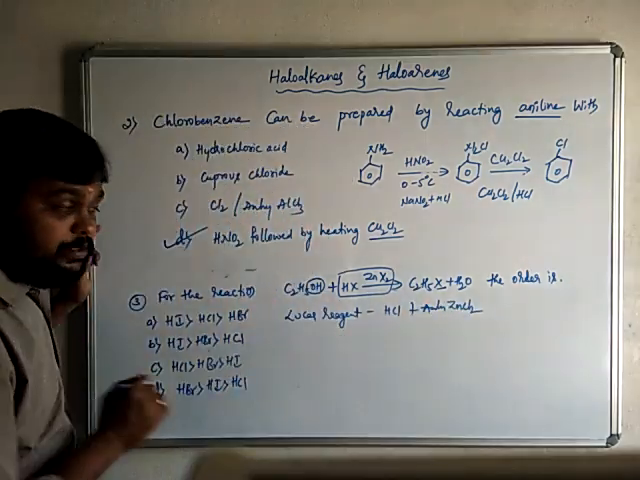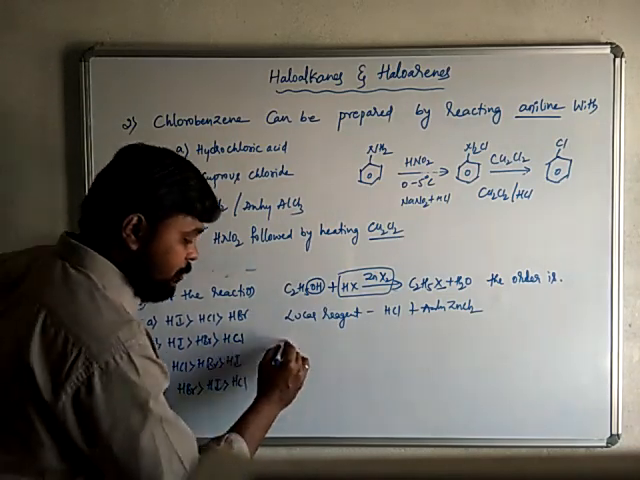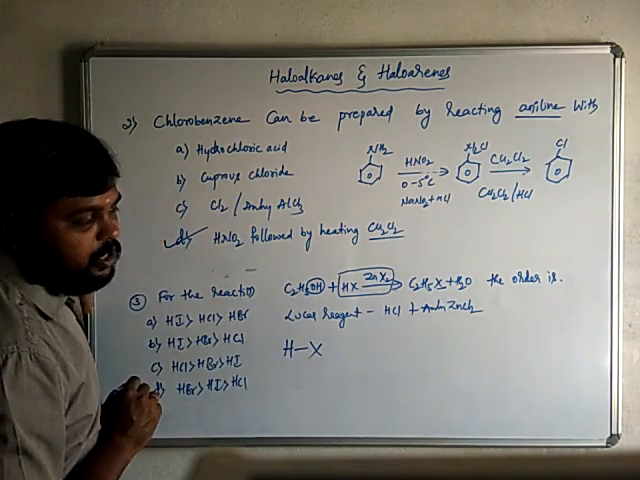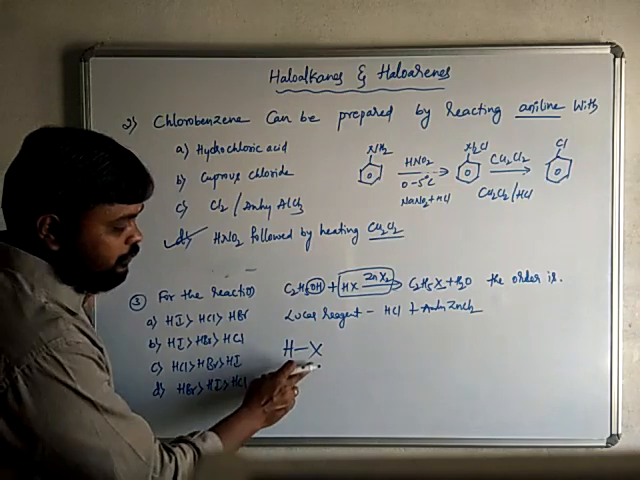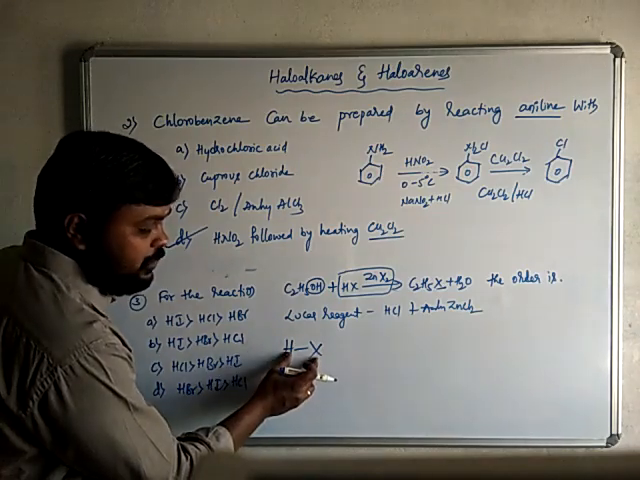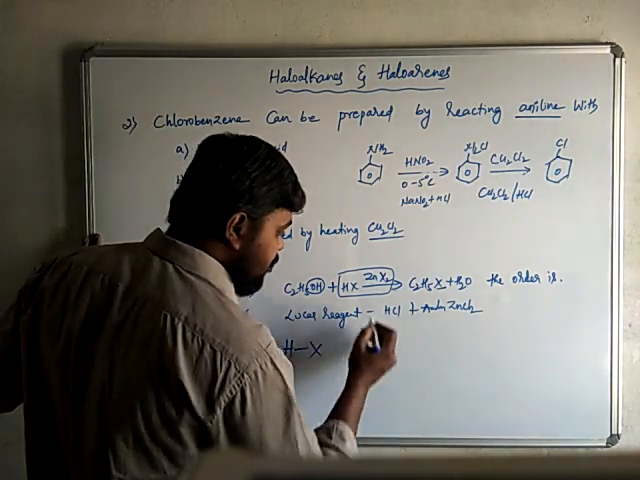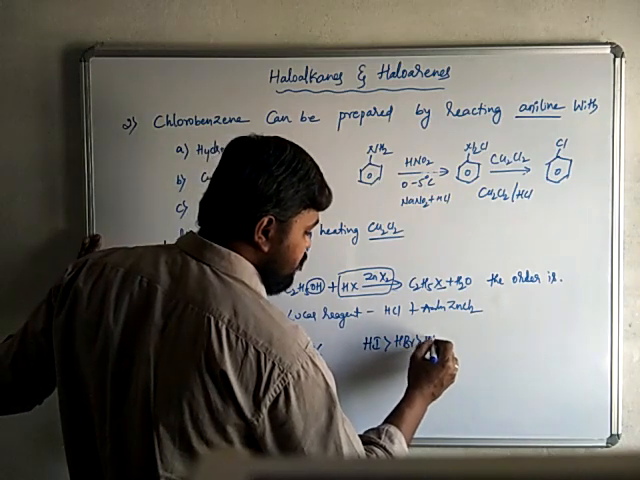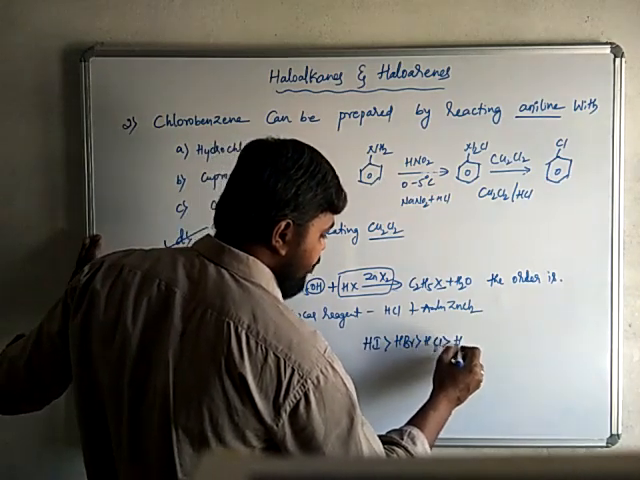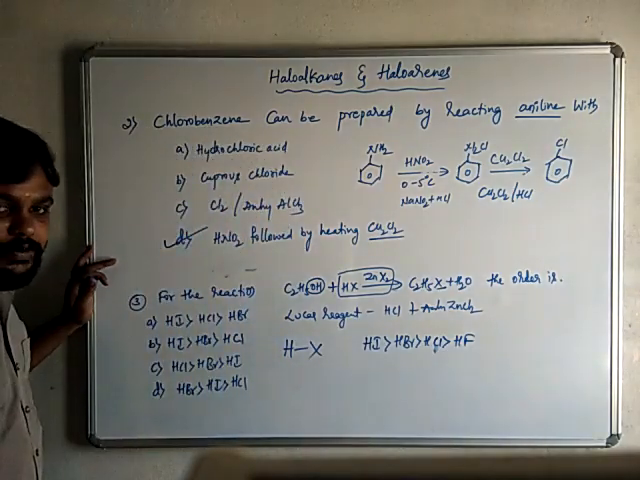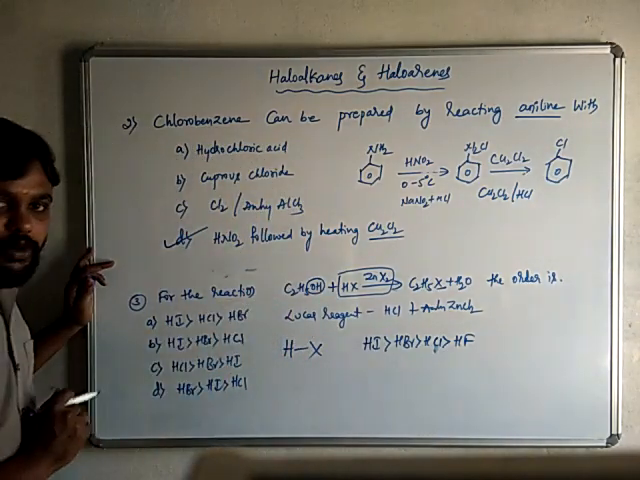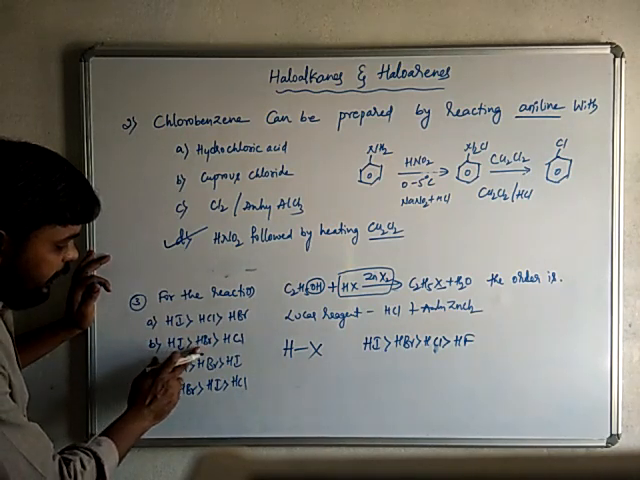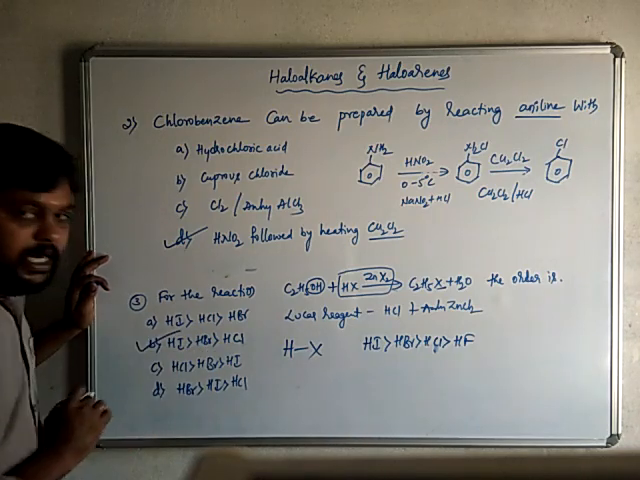So here he is asking the reactivity of the HX. We know that the reactivity of HX depends upon the bond length. The more the bond length, the more will be the reactivity, because its bond energy is less. So if X is I, having more length, it has more reactivity. So HI is more reactive than HBr, HBr is more reactive than HCl, HCl is more reactive than HF. This is the order of reactivity of HX towards this nucleophilic substitution reaction. Hence in the given options, the correct order is HI, HBr, HCl. So option B is the right answer.